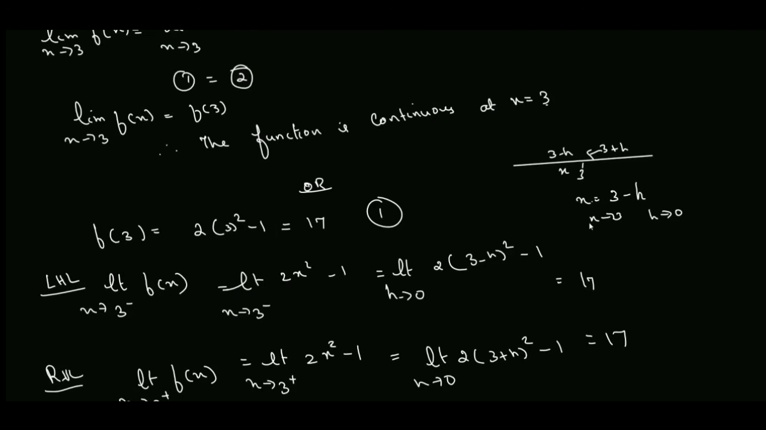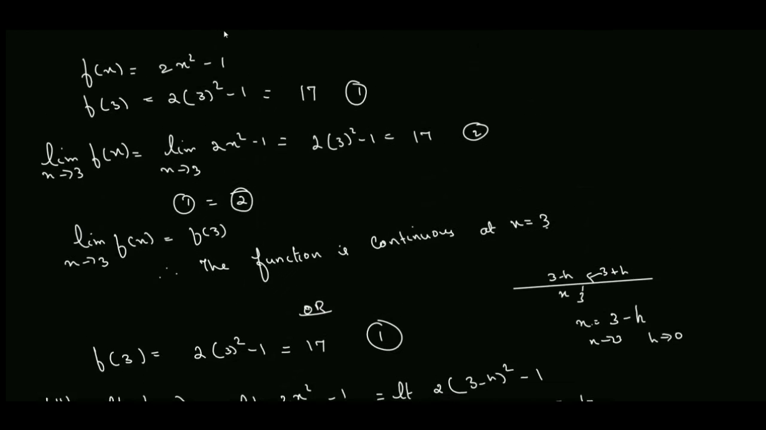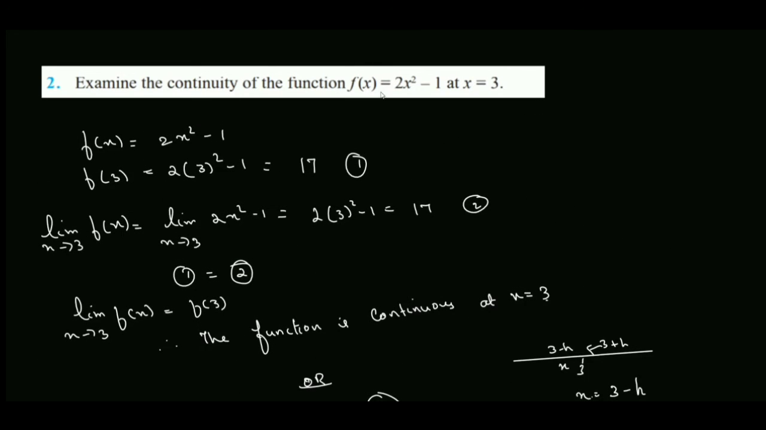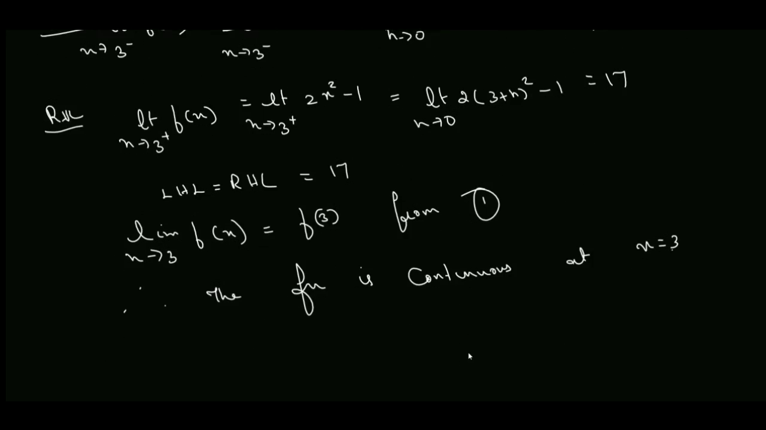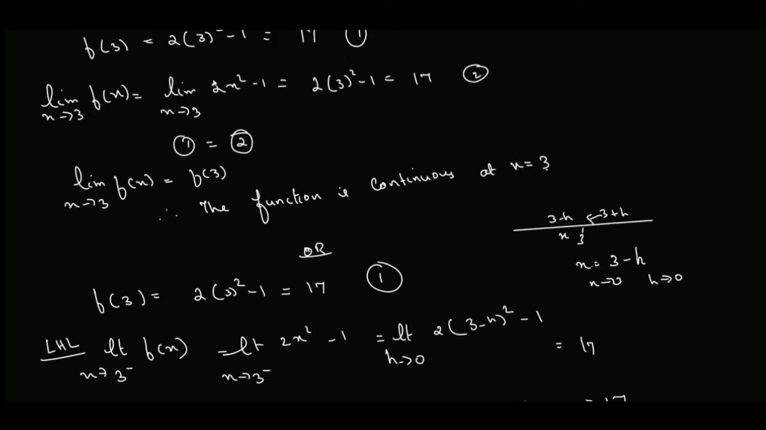The method of left limit, right limit we use when the functions are different on the left side and on the right side. Here it's the same. That function is 2x square minus 1. There's only one function given. F of x is equal to 2x square minus 1 is given. If the function on the left of 3 and right of 3 is given separately, then you can use this method. Otherwise, you can use the direct method itself.